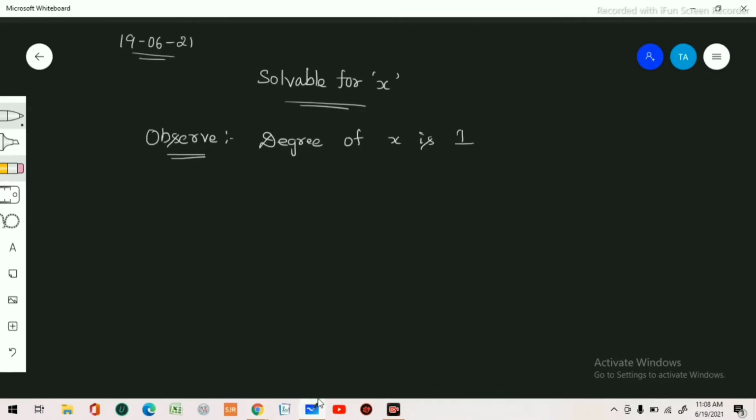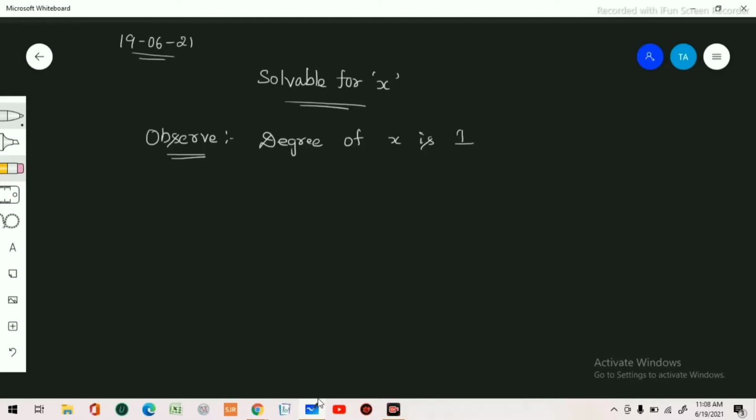Today we will learn about solvable for x. In the previous class, we discussed solvable for p, and today we will be learning about solvable for x. First of all, in the given equation, you have to observe very carefully whether the degree of x is 1 or not.